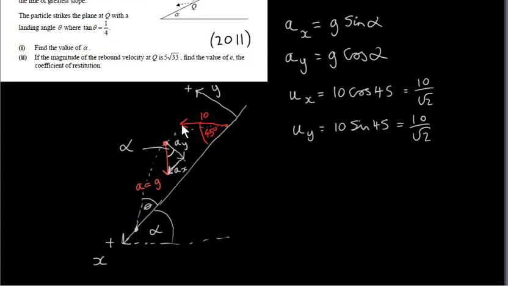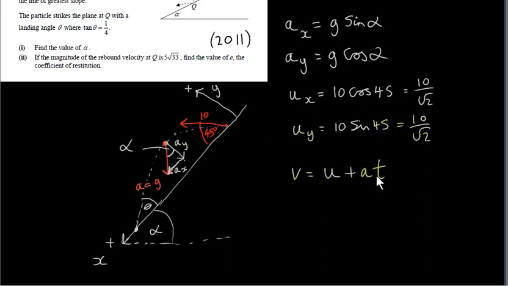We can get the x and y components of the initial velocity by multiplying 10 by the cos of 45 to get ux. So ux is in the positive x direction. Cos of 45 is 1 over root 2. So we get 10 times 1 over root 2, or 10 over root 2. That's this vector here. This is ux. And uy is the vertical component of the initial velocity. It's 10 times the sine of 45, or 10 over root 2.